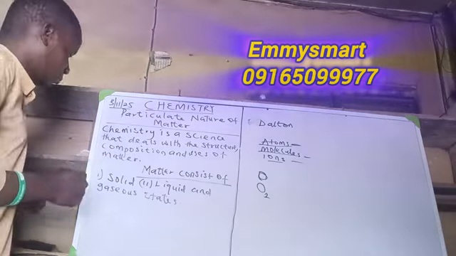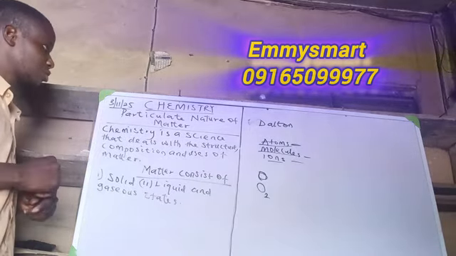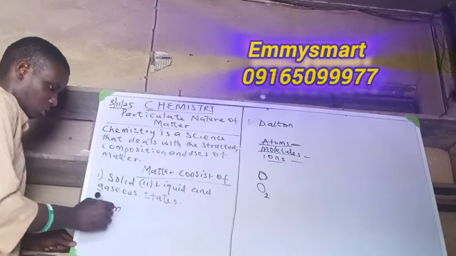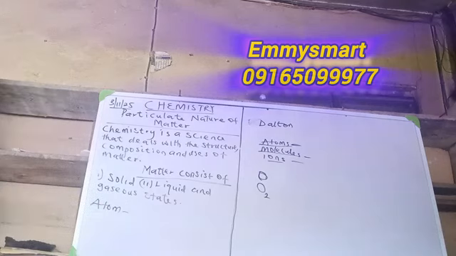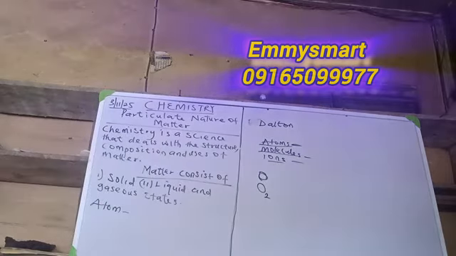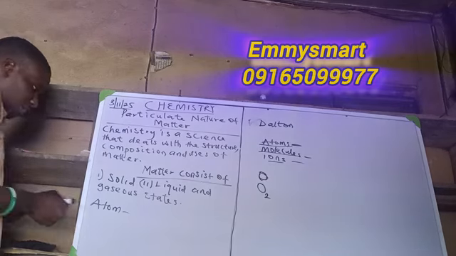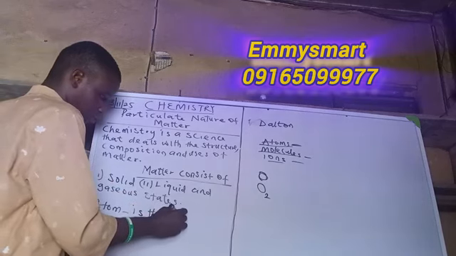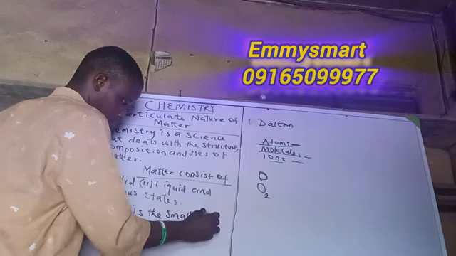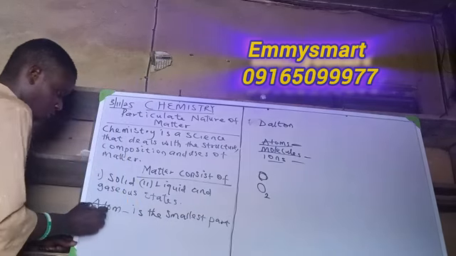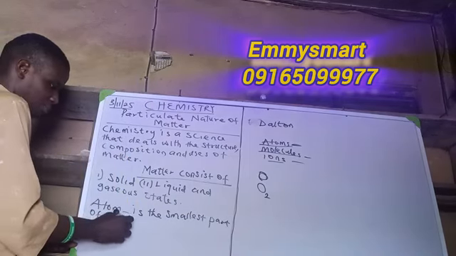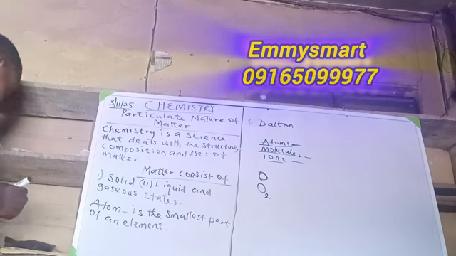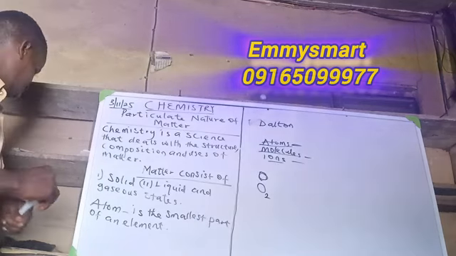So we said that under these states, we have a particulate nature, which consists of an atom, right? We said an atom is what? The smallest part of what? An element. An atom is the smallest part of what? An element.